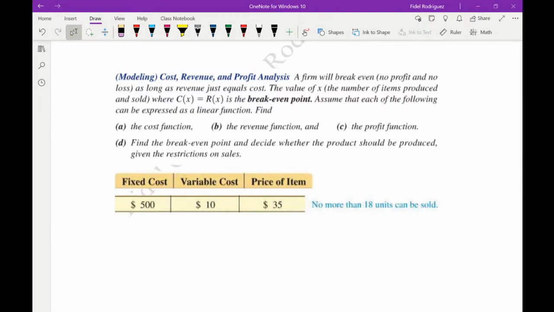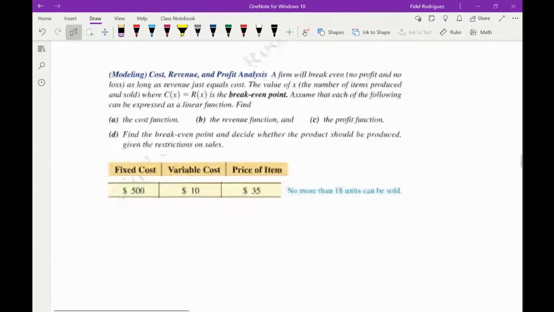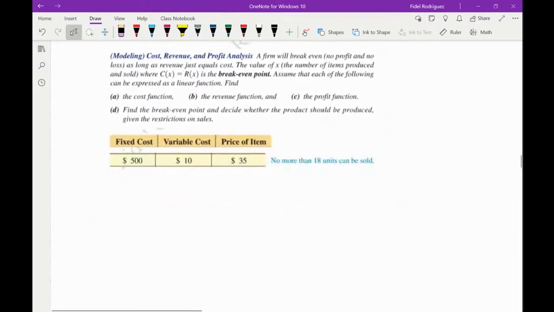All right, the value X, which is the number of items produced and sold, where C of X equals R of X, is what we call the break-even point. It says, assume that each of the following can be expressed as a linear function. All right. So we got to find a couple of pieces here. We want to find the cost function, the revenue function, the profit function, and the break-even point. Okay, so let's do this hopefully as simple as we can. The cost function.